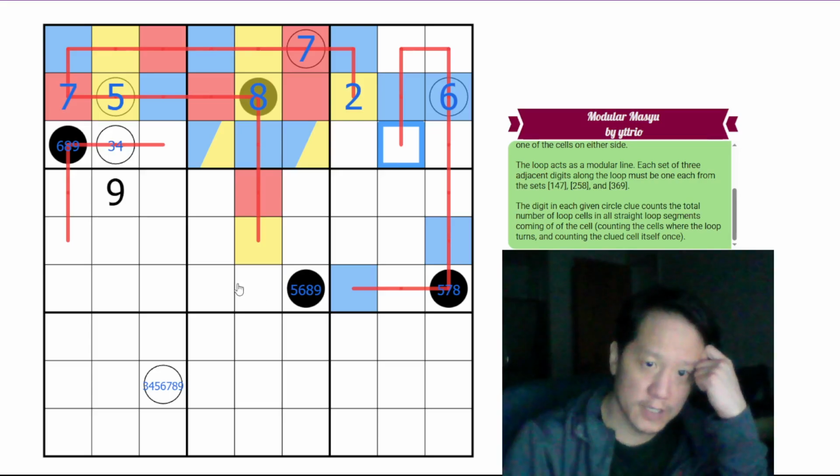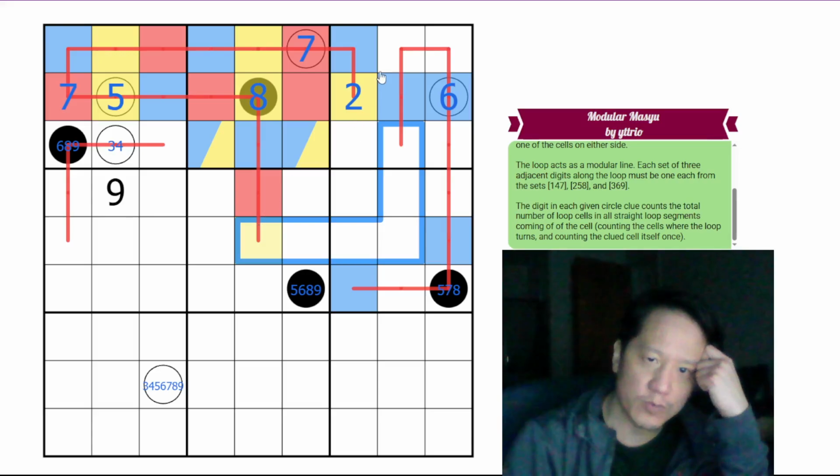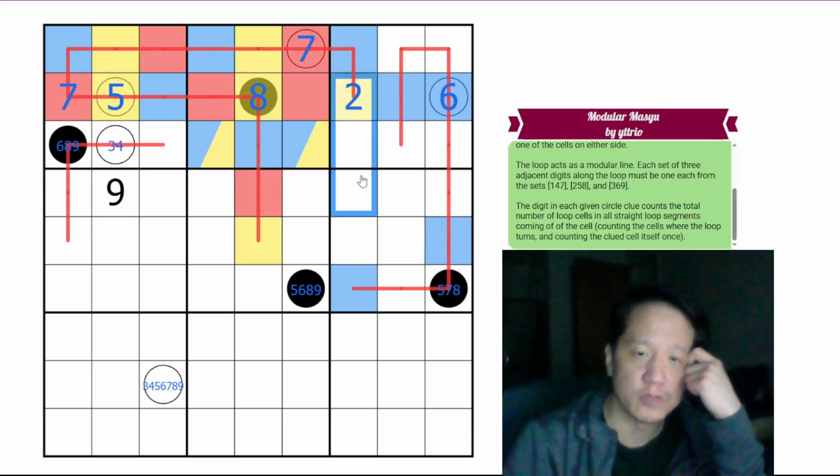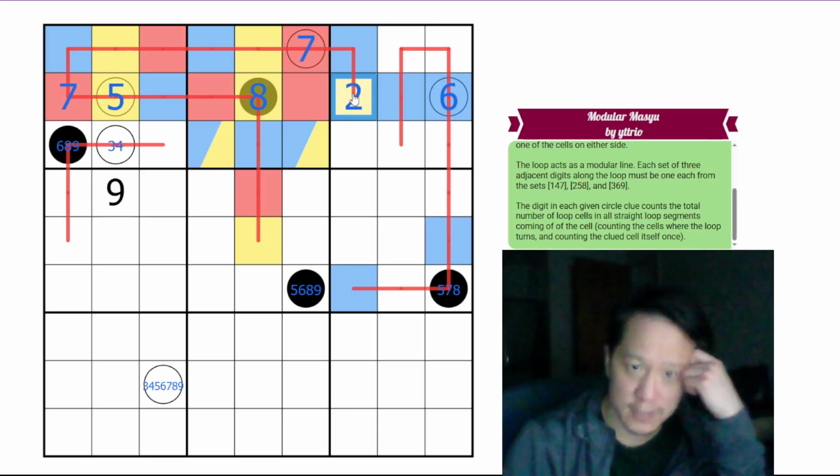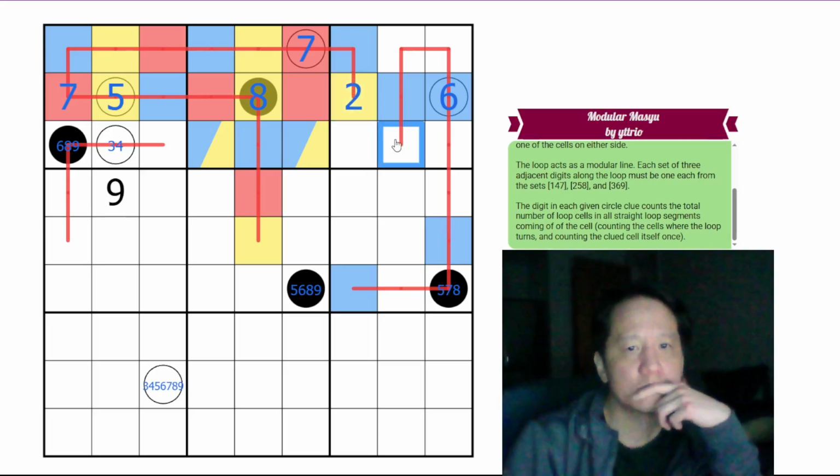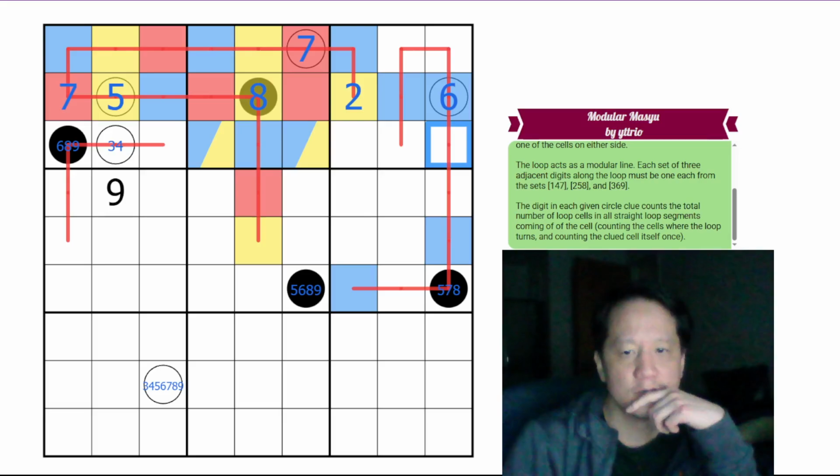This cannot connect to here. If it did, the problem is, what would this connect to? There's no other place. So this must connect to here. So it must go yellow, blue then. So yellow, blue, red. Yellow, blue, red.